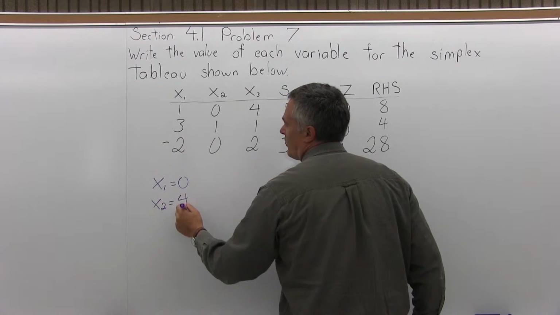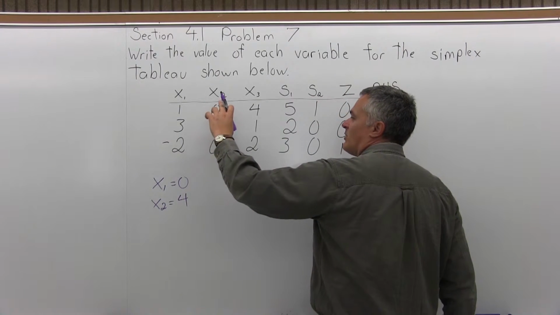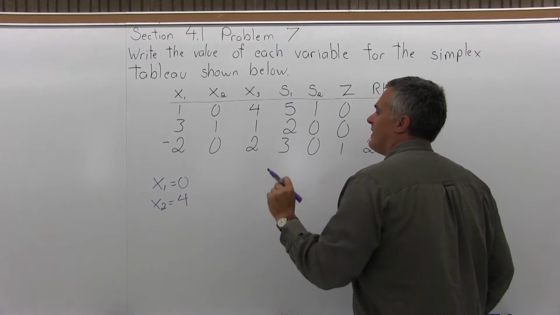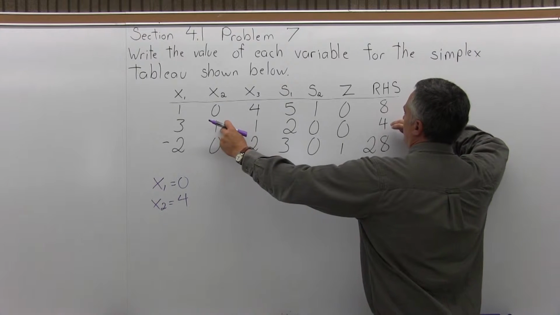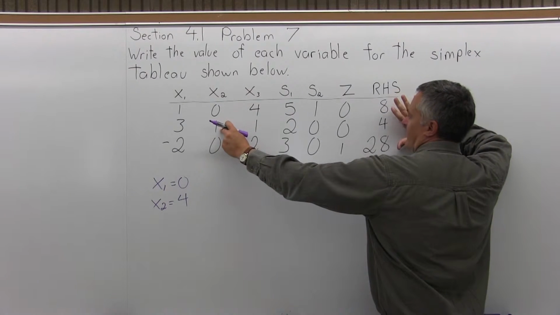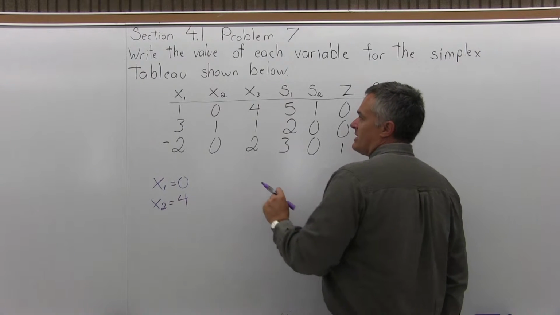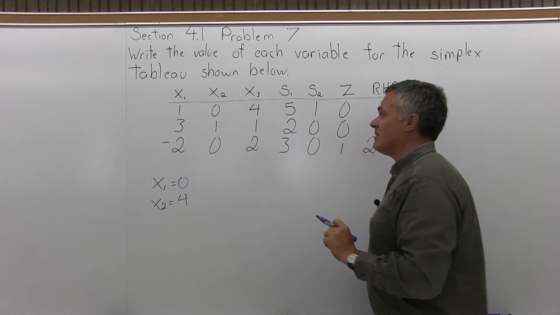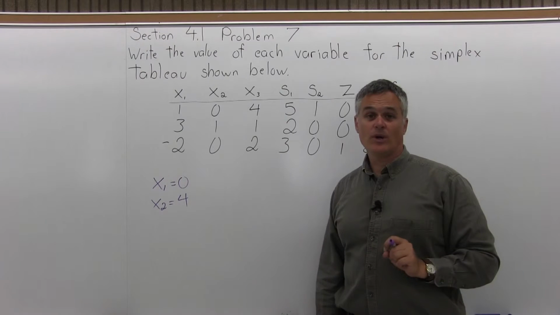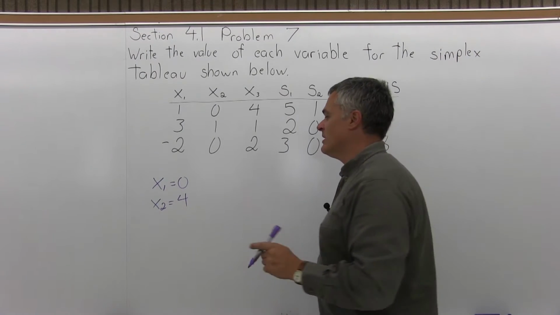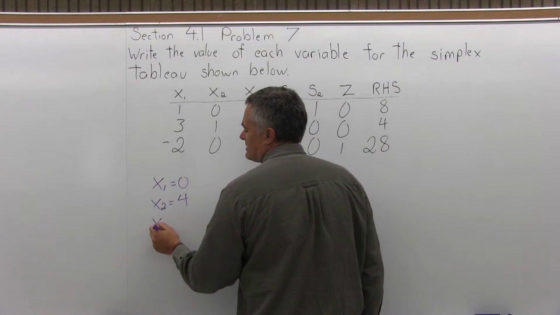x2 equals 4, because it has a special column of all zeros and a single 1. The height of the 1 has a 4 at the same height in the far right column. That's why it's a 4. x3 does not have a special column. The values of the x3 column are 4, 1, 2. That's not all zeros and a single 1. So the value of x3 is 0.